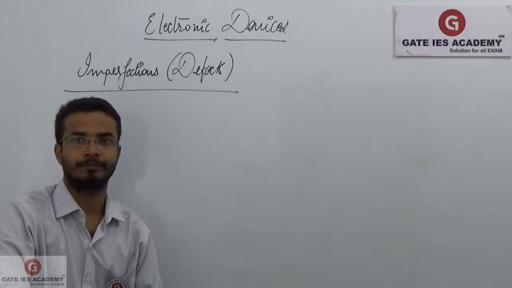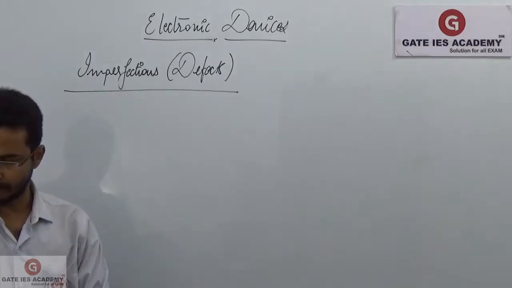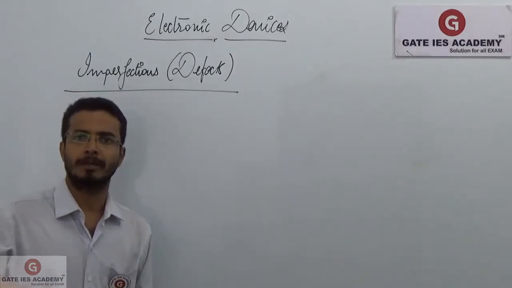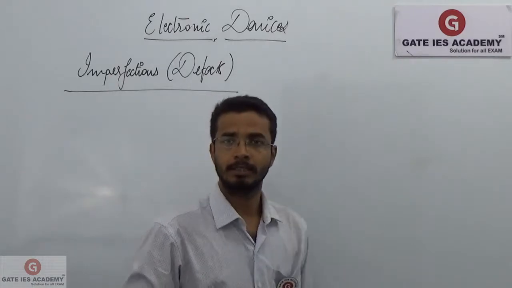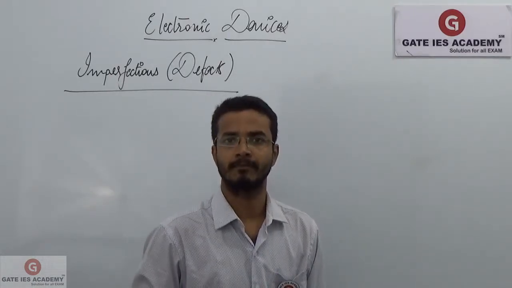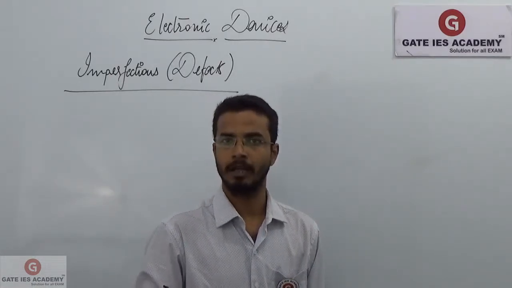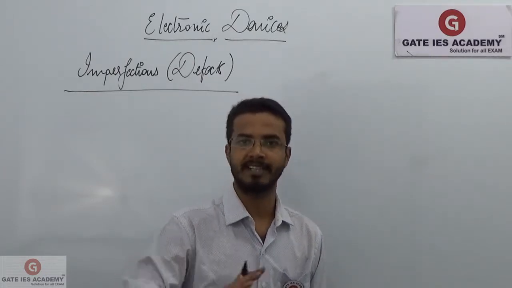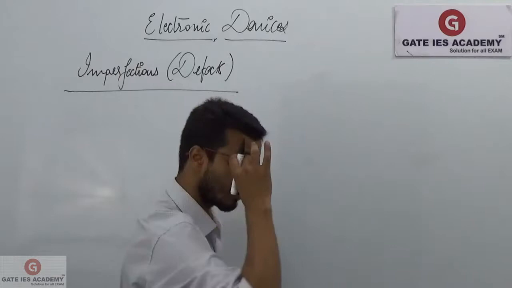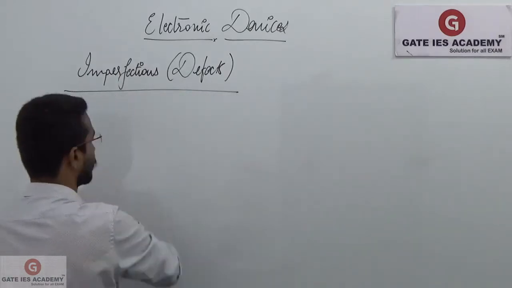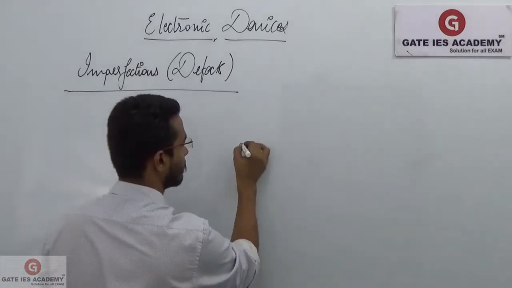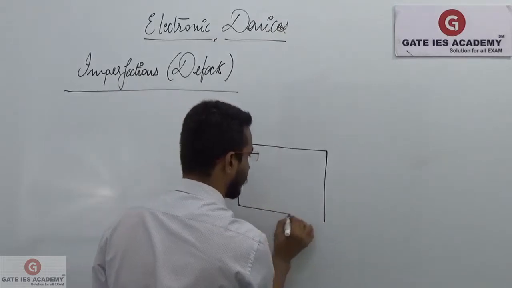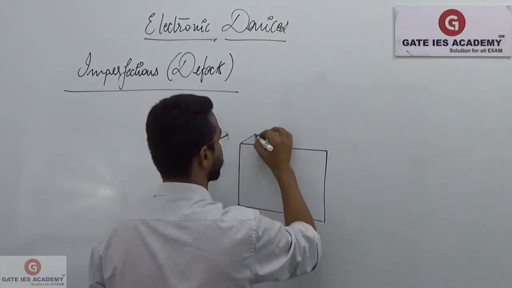The first type of defect which I want to discuss, because what is the most popular crystalline structure? Simple cubic? Yes or no? Then BCC, body centered cubic, and face centered cubic. So I just want to show you something, that is why I am taking that structure.